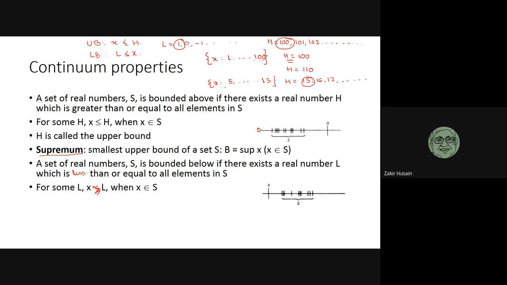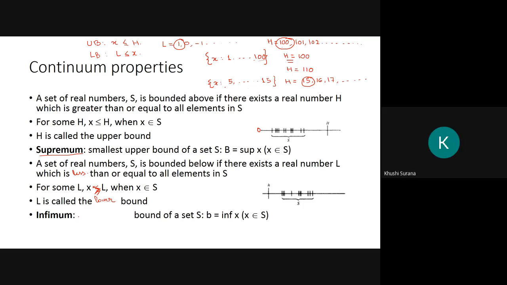X greater than. So you can see that this is the set, and any point over here is a lower bound. So L is called the lower bound, and the infimum is, we know what the supremum is, the smallest upper bound. The infimum is the largest lower bound of the set. Okay, is it clear?